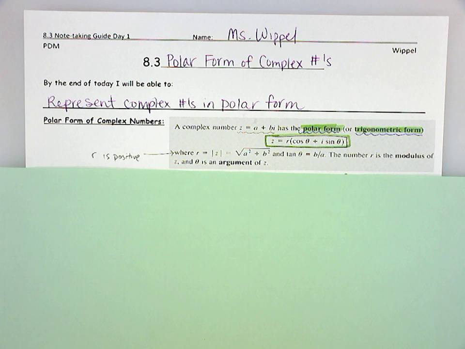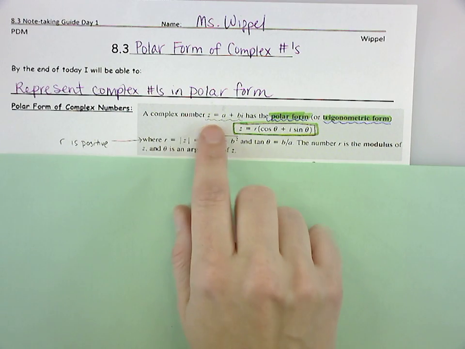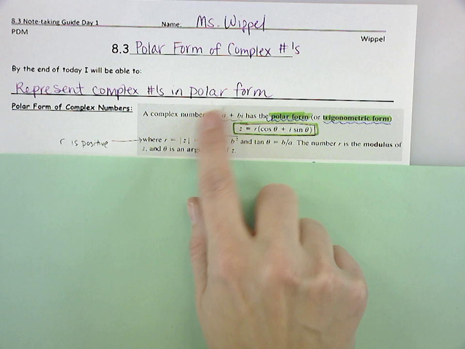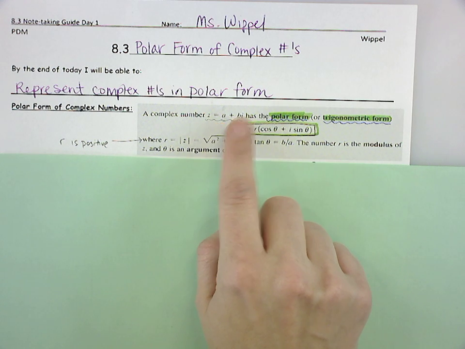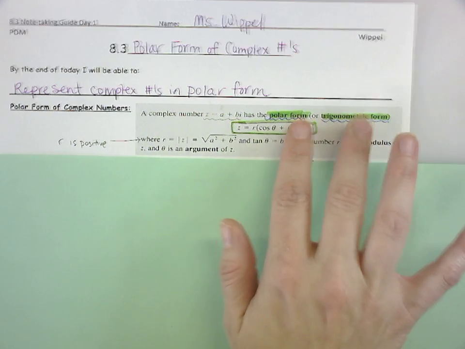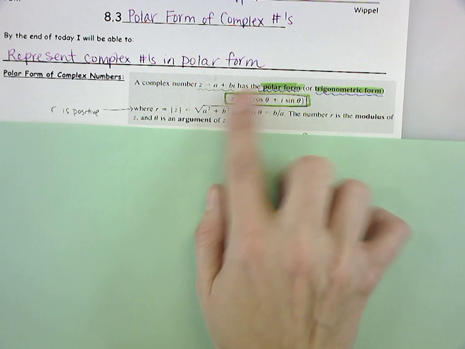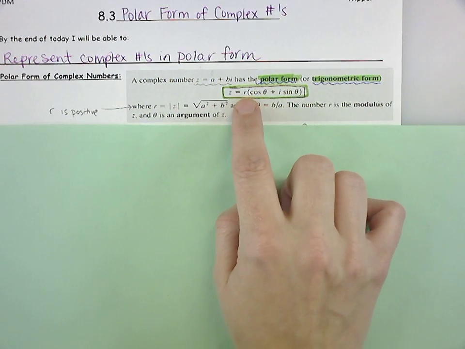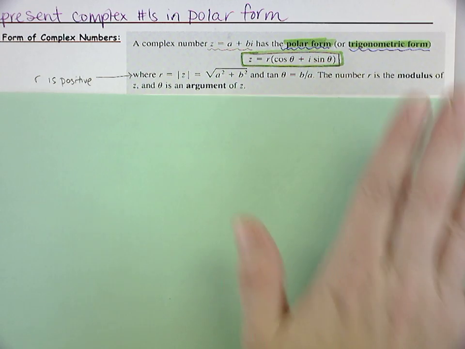Okay, so 8.3 is going to be the polar form of complex numbers, and we are representing those in polar form. So if you look at the complex number, it's called z. So z equals a plus bi. So a is the real number, b is going to be the coefficient of the imaginary number. And then, like I said, polar and trigonometric form, those are interchangeable. And then this is going to be polar form or trigonometric form, which is what you guys wrote down yesterday in your table. So does that look a little bit familiar?